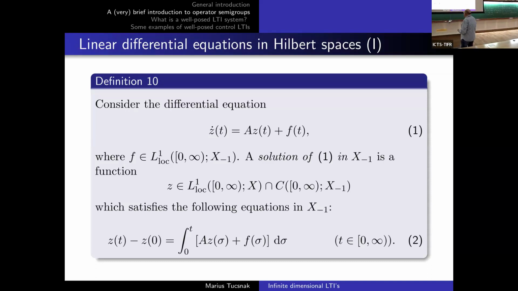So z(t), z(0), these are elements of X_{-1}. This equality holds, roughly speaking, in X_{-1}. Az, here A is already the extension as an operator from X to X_{-1}. So Az(σ) is a function of σ which is L1 with values in X_{-1}. So I can integrate this on (0,t), and that's the definition.